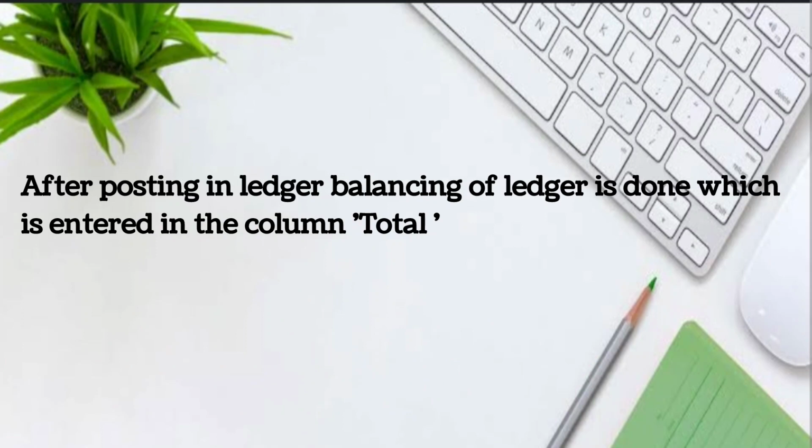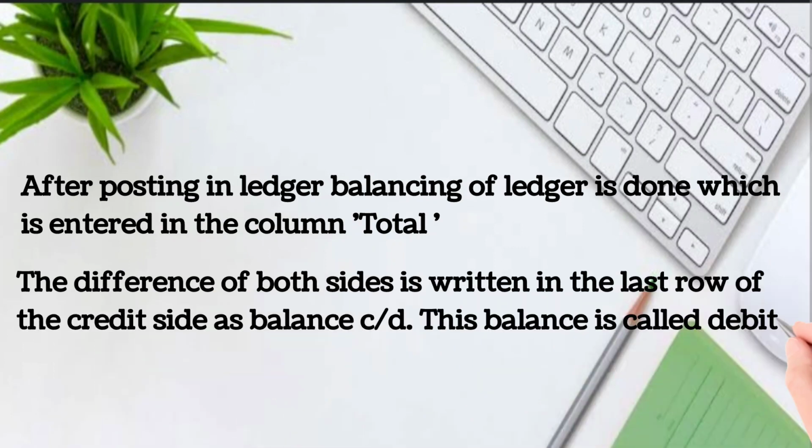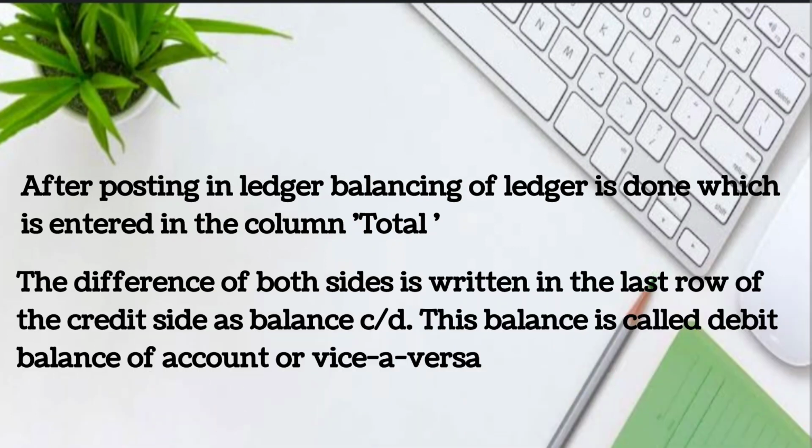It means if the total of the debit side is rupees 10,000 and the total of credit is rupees 5,000, then we will write rupees 10,000 in the column named total of both the debit and credit side. Okay. Then the difference of both sides. So in this case it is what? Rupees 5,000. So it will be written in the last row of the credit side as balance carried down. And this balance is called the debit balance of the account, or vice versa.